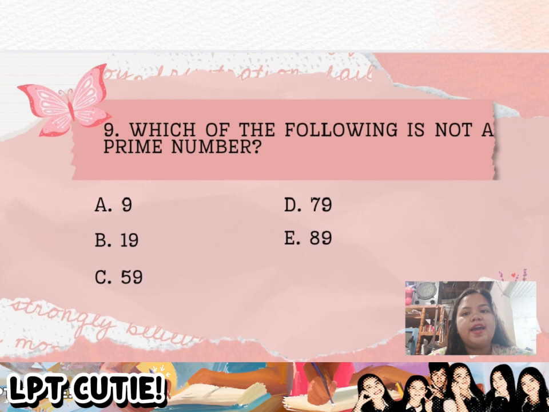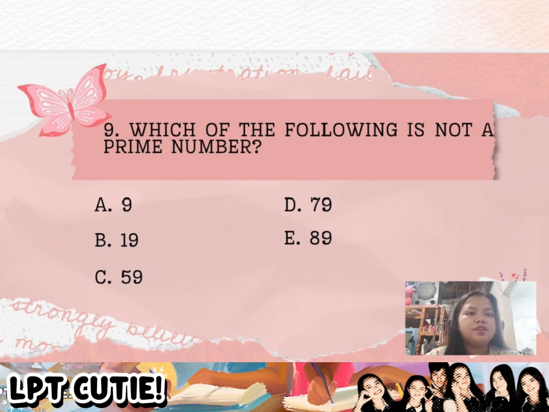Okay, so number 9. Which of the following is not a prime number? A, 9, B, 19, C, 59, D, 79, or letter E, 89?